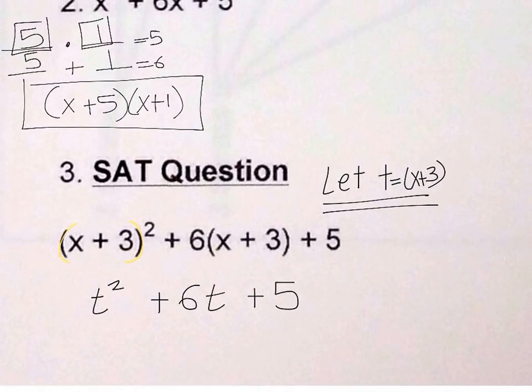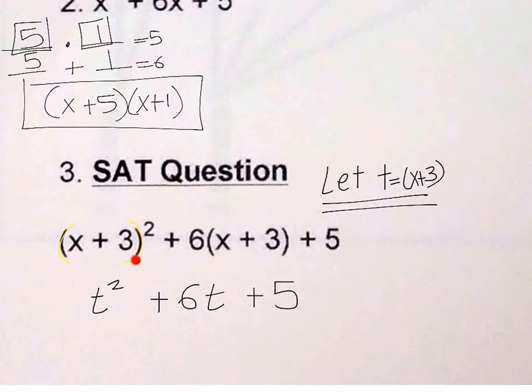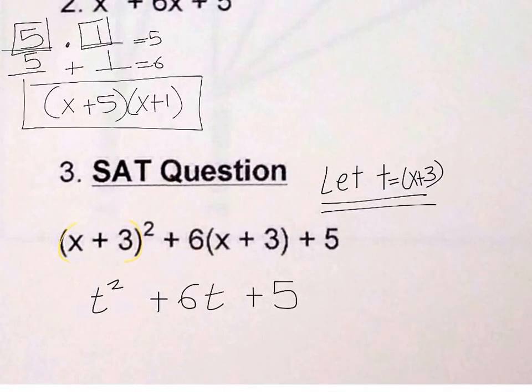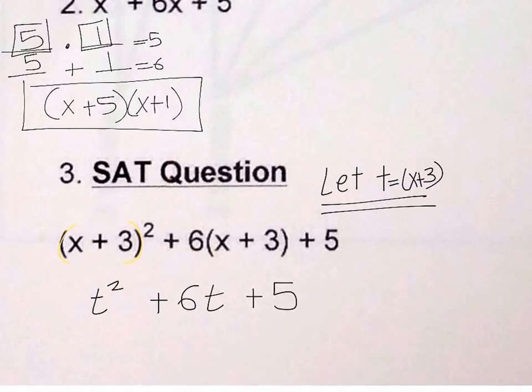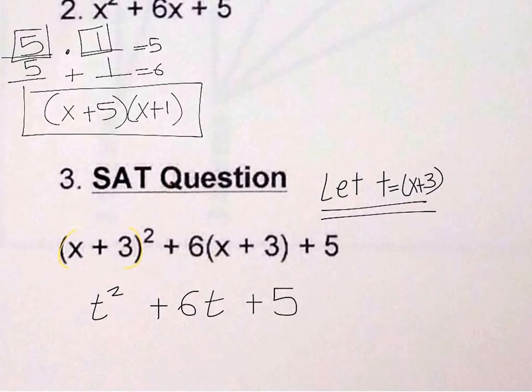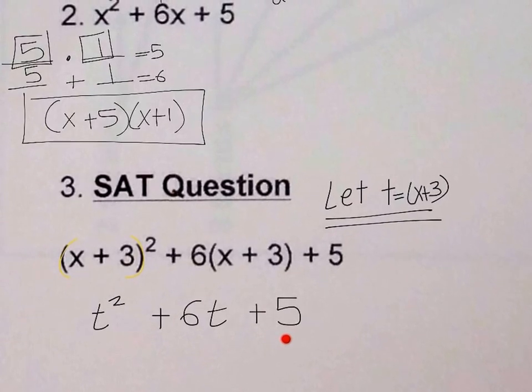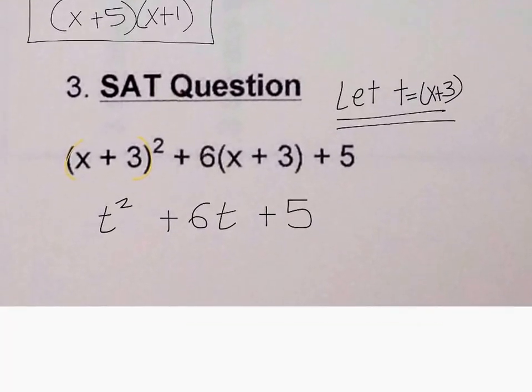So when they give you something like that and you see that the first factor is being squared and the second term has the same factor, you can just replace it by whatever letter that you want and change it into something that you are familiar with. Now you can factor this.